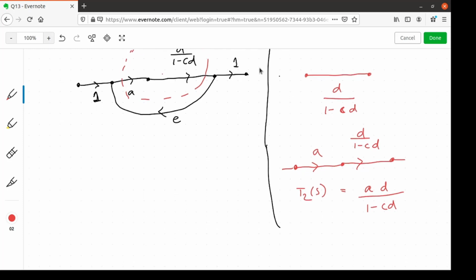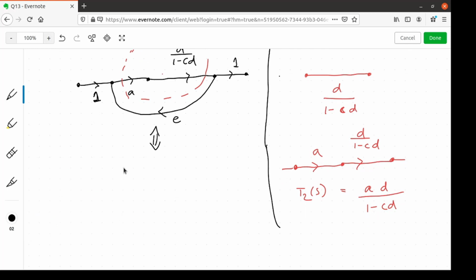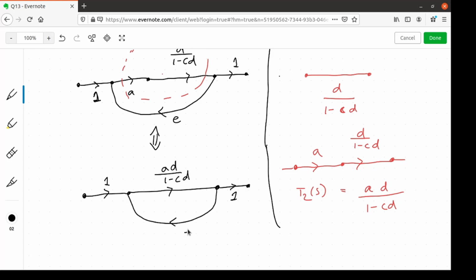So I'll just substitute it back again. So we have 1, AD by 1 minus CD, again 1, and the feedback path of E. So this is the equivalent representation as per the options.